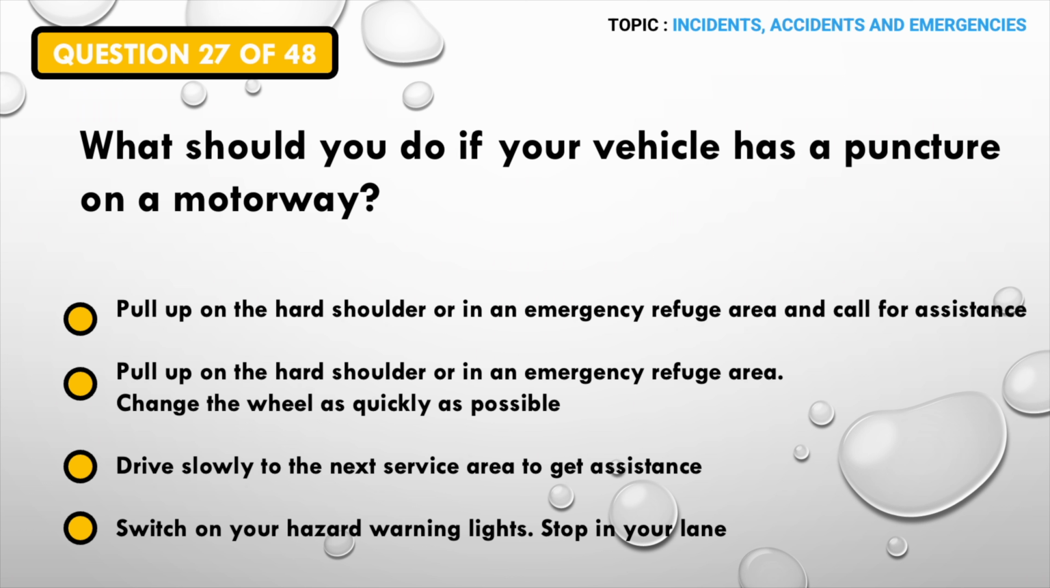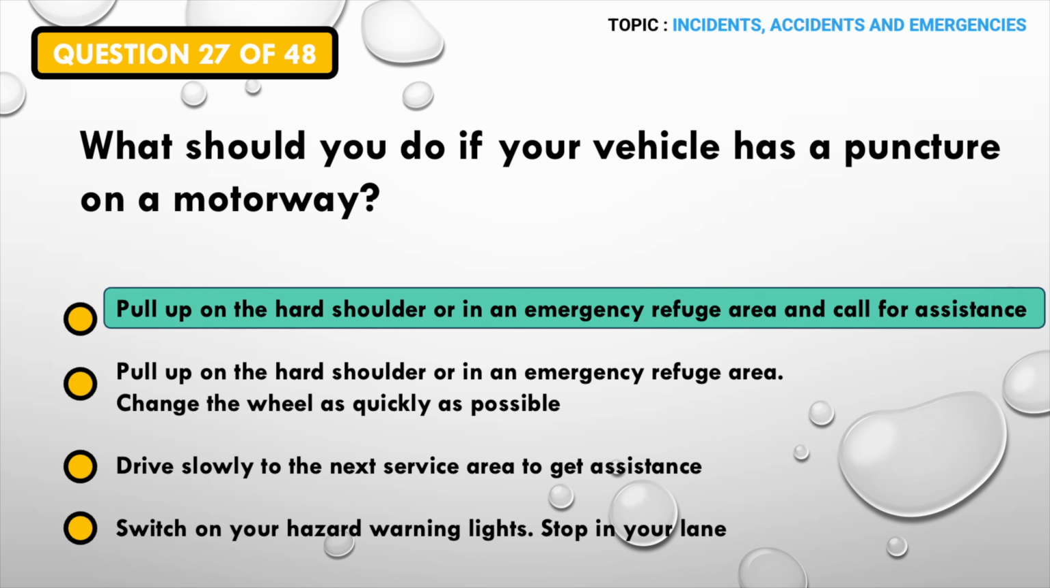What should you do if your vehicle has a puncture on a motorway? Pull up on the hard shoulder or in an emergency refuge area and call for assistance. Change the wheel as quickly as possible. Drive slowly to the next service area to get assistance. Switch on your hazard warning lights. Stop in your lane.